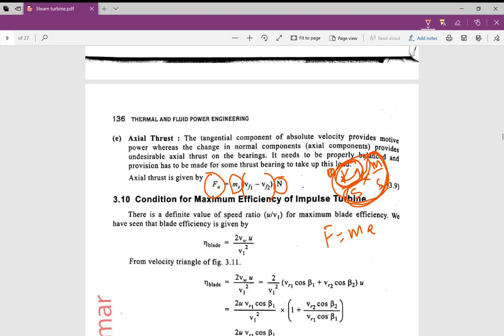Dear students, this axial thrust takes place on the bearings of the steam turbine. In the next video we will go through the condition of maximum efficiency of impulse turbine, which is really very important as far as proofs and numerical solving are concerned.